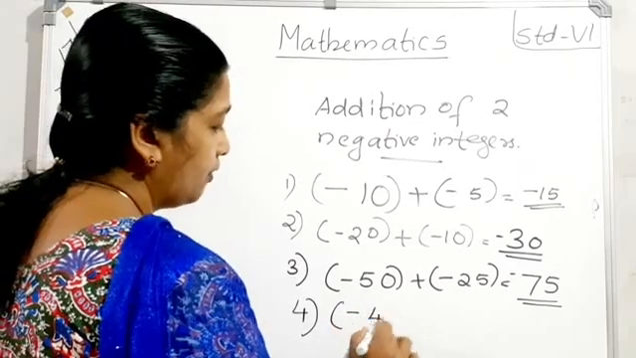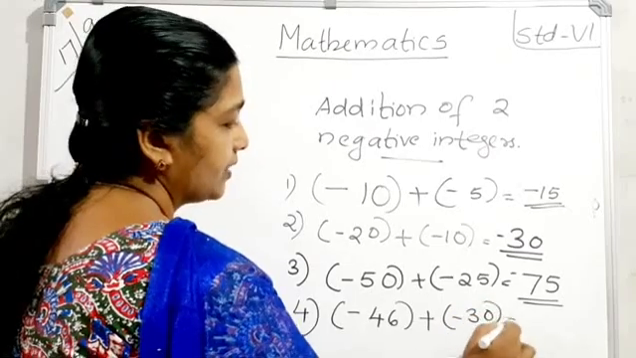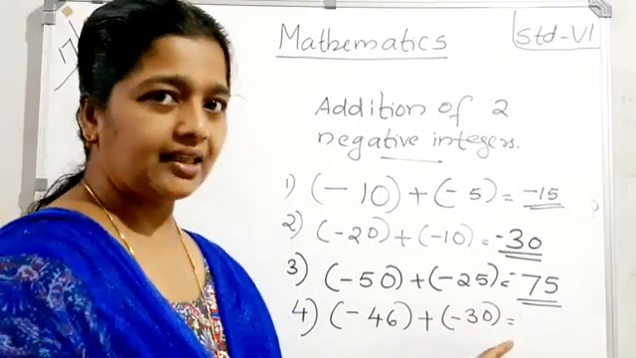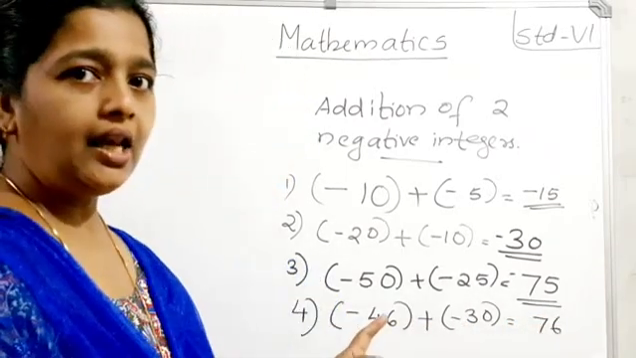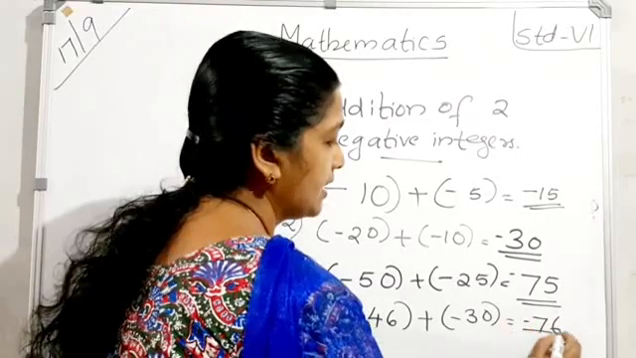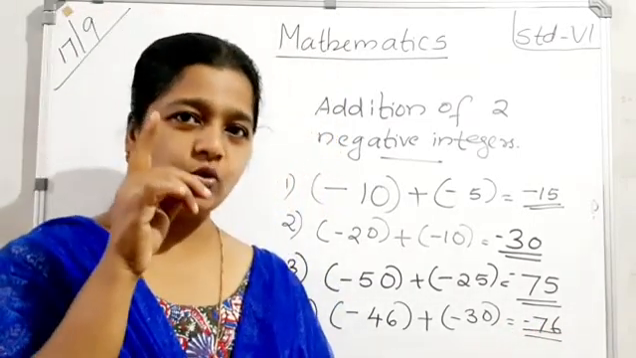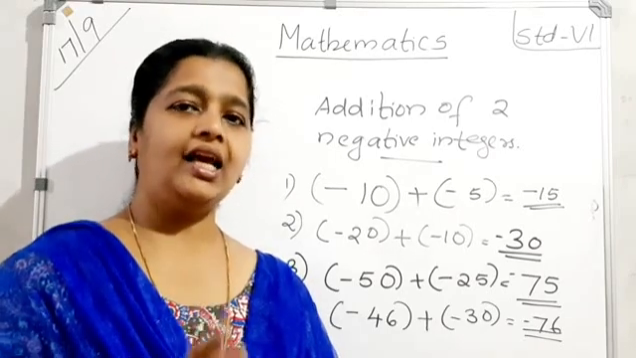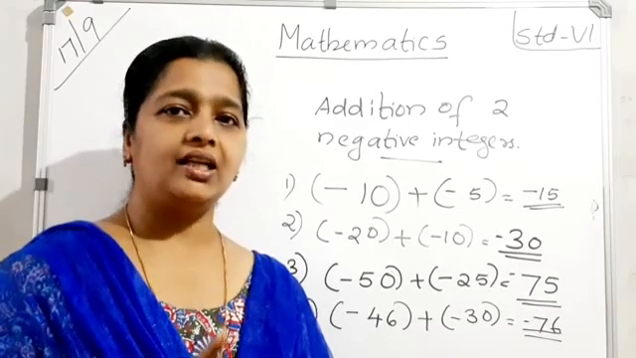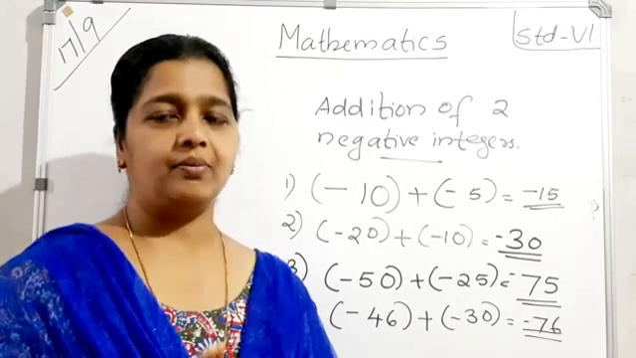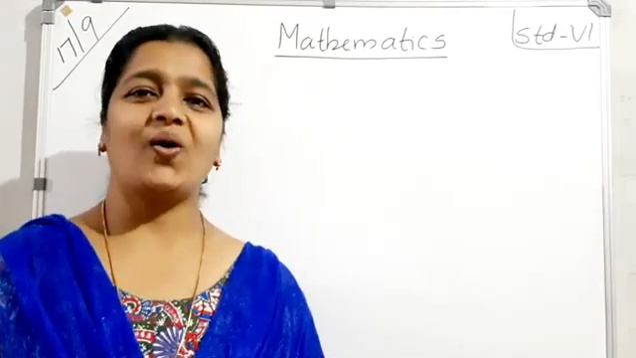Minus 46 plus minus 30. Say 46 plus 30, that equal 76. And put which symbol? Yes, negative symbol, minus 76. All of you understand? So once more, when we add two positive integers, we get a positive integer. When we add two negative integers, we get a negative integer. Understand?